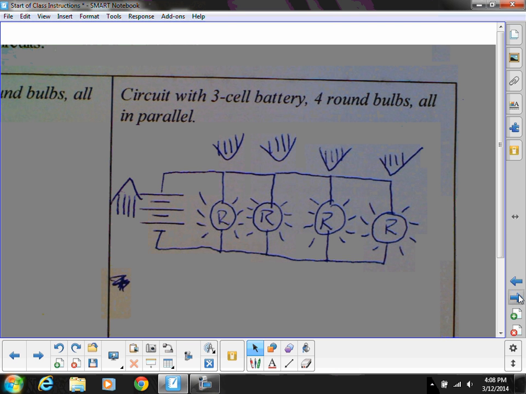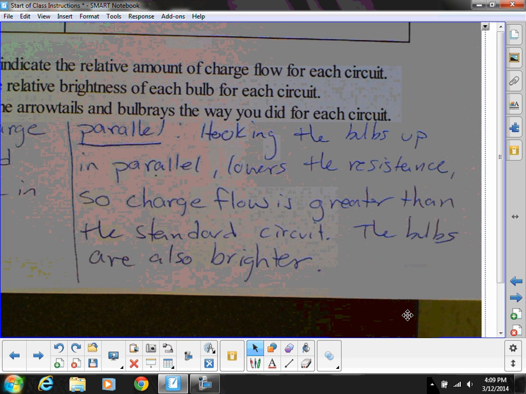Okay. As we saw in lab over the last couple of days, when we have things hooked up in parallel, the more bulbs in parallel, the greater the charge flow, and so that's going to have an effect on the brightness of the bulbs as well. If we look at our reasoning here, hooking the bulbs up in parallel lowers the resistance, so the charge flow is greater than the standard circuit. The bulbs are also brighter. Now, they are brighter when you compare them to the standard circuit.